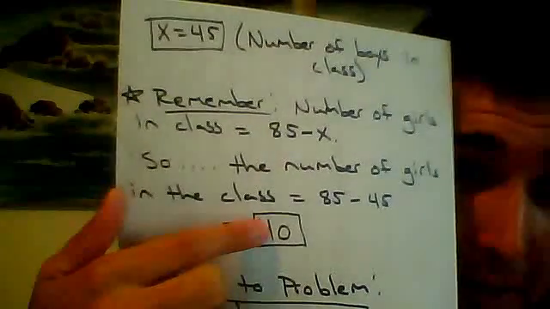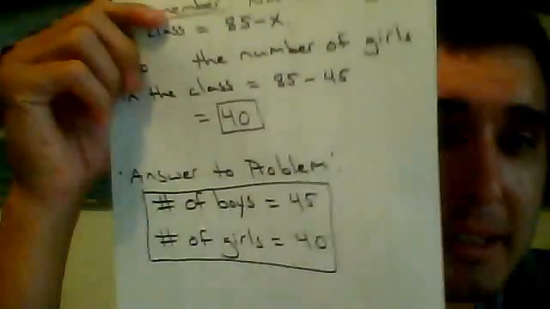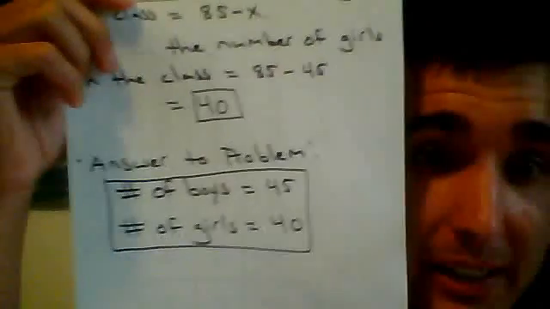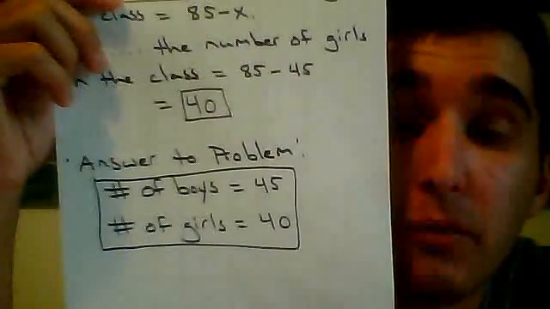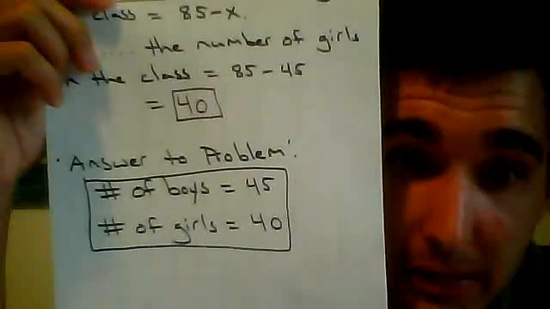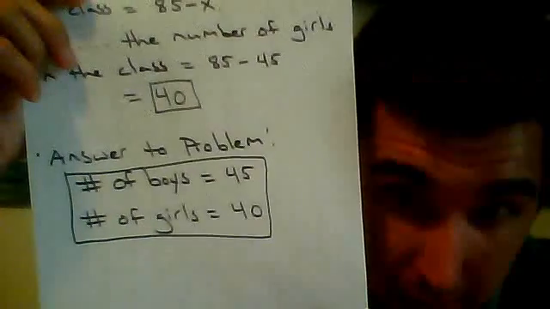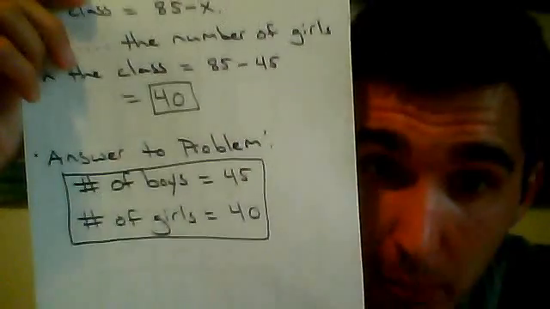What is 40 again? The number of girls in the class. So the answer to our problem is the number of boys in the class is 45. The number of girls in the class is equal to 40. And that's the answer to our entire problem there. Way to go, class.